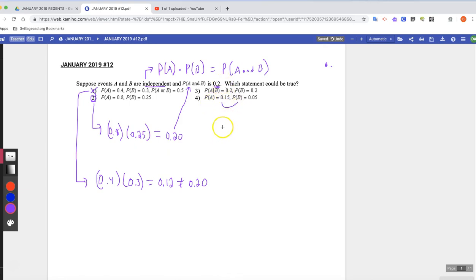You're not going to get 0.2. And choice 3 obviously won't work either, technically, if you try and solve for the probability of A and B using other formulas that we know of.